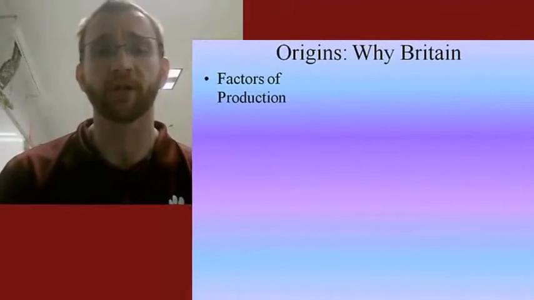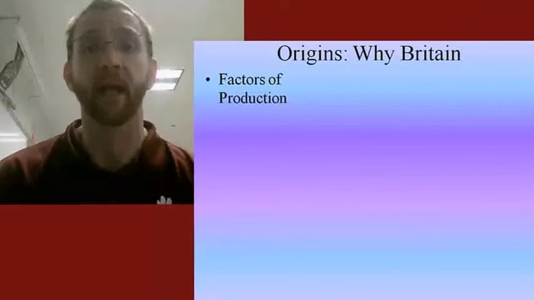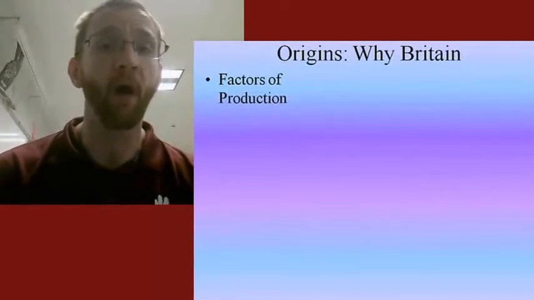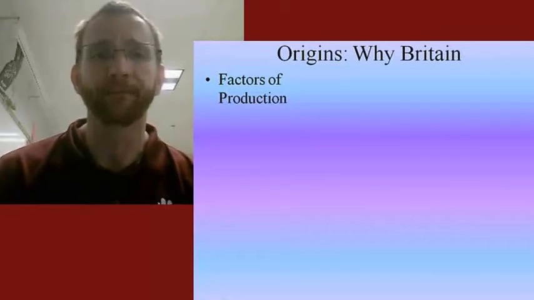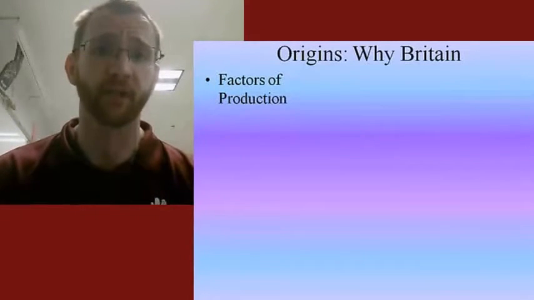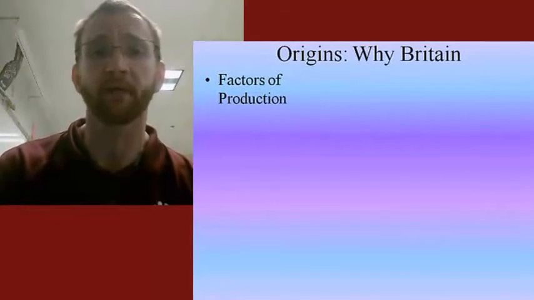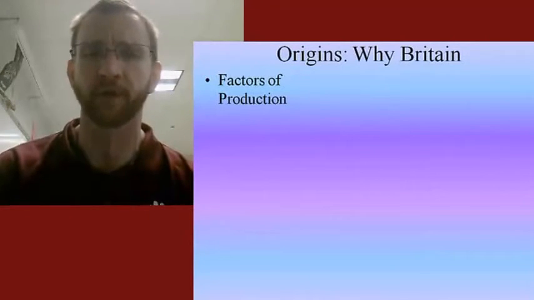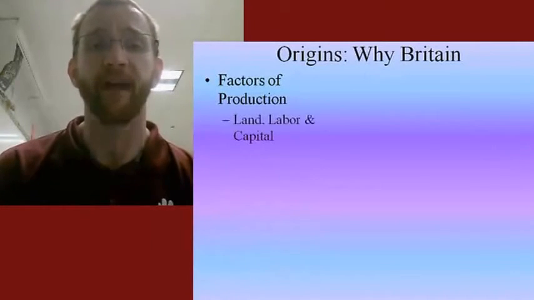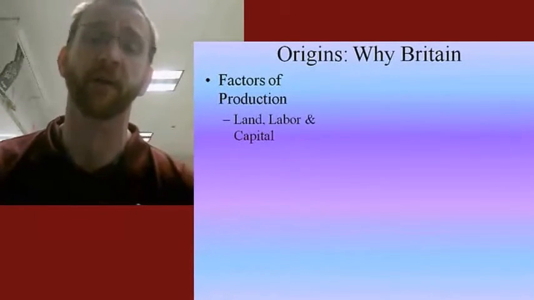Well, in order to understand why Britain, we have to start back and look at some things that are involved when we make any product. There are three factors of production, and we're going to talk about these in more detail when we get to capitalism and communism or socialism. But first, let's talk about the factors of production as they exist. There are three factors of production.